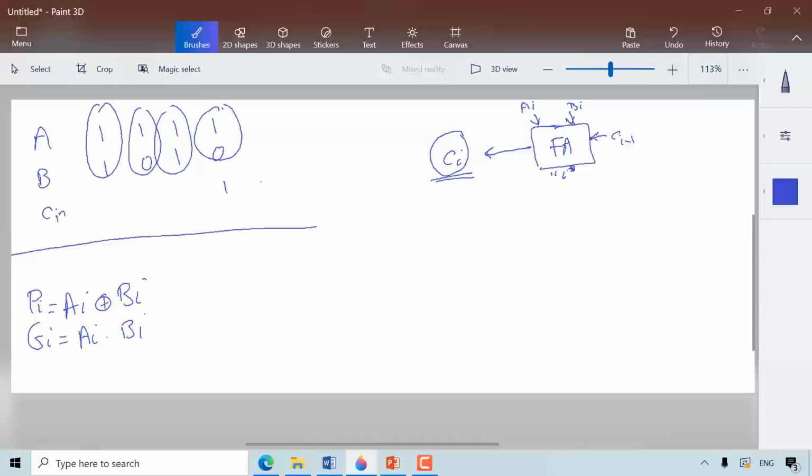What about the sum? Well, the sum is not that critical. The killer here for the delay is the carry. That's why we are so concerned about the carry.